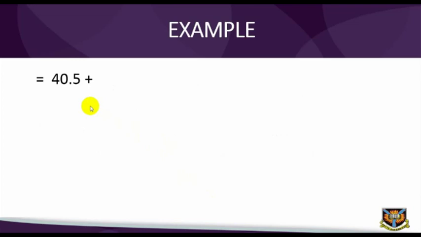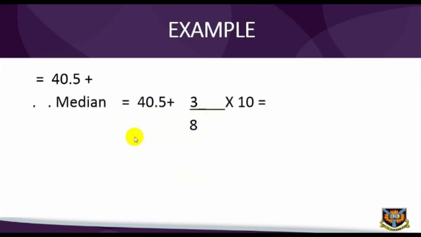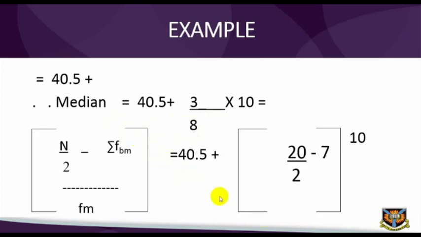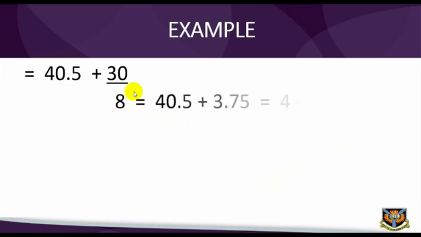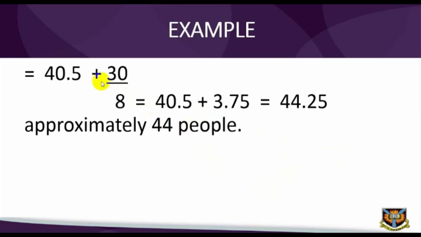Median is equal to Li plus (n over 2 minus summation fpm over fm) times c, equal to 40.5 plus (20 over 2 minus 7 over 8) times 10, equal to 40.5 plus (3 over 8) times 10, equal to 40.5 plus 30 over 8, equal to 40.5 plus 3.75, equal to 44.25, approximately 44 people.